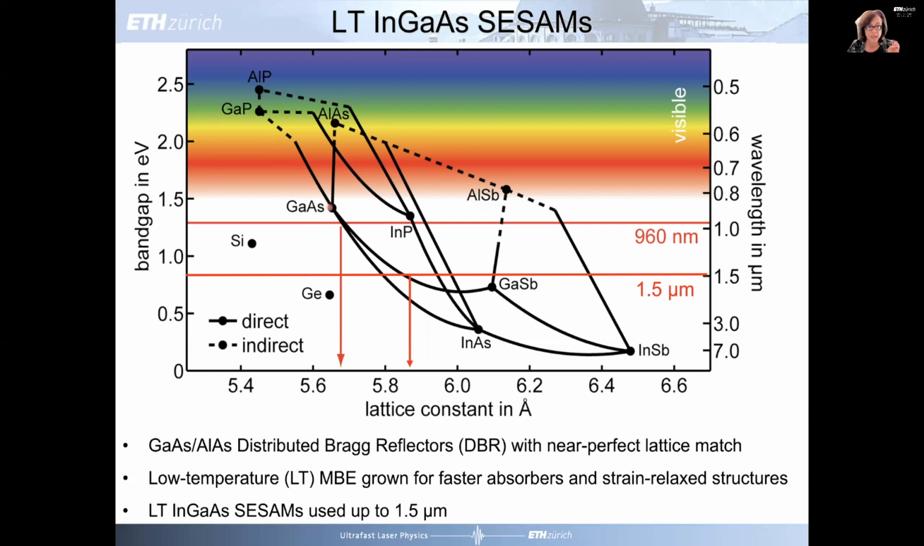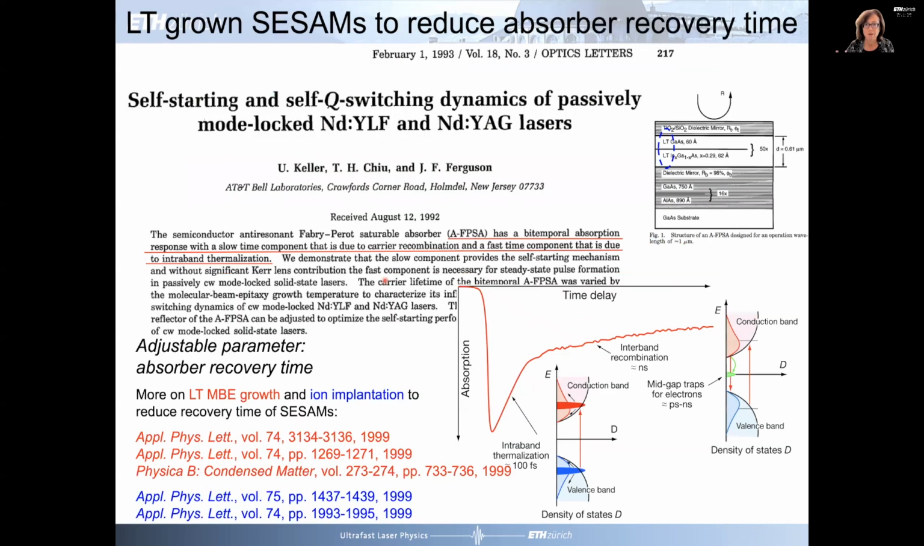And by moving into the low temperature MBE growth, we get, first of all, a fast saturable absorber, but we also get a strain relaxed structure with clean surfaces, which then allows us to push indium gallium arsenide saturable absorbers all the way to 1.5. So we increase the indium content and therefore the strain, but because we grow it at low temperature, it's actually strain relaxed and the surface is clean. I've been working with these low temperature grown SESAMs ever since I was at Bell Labs.